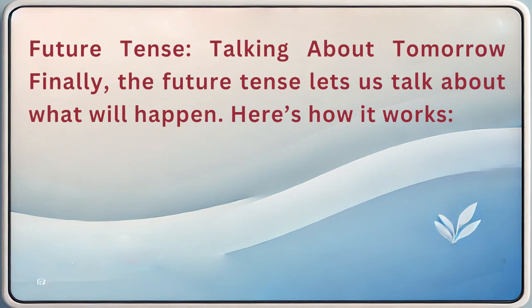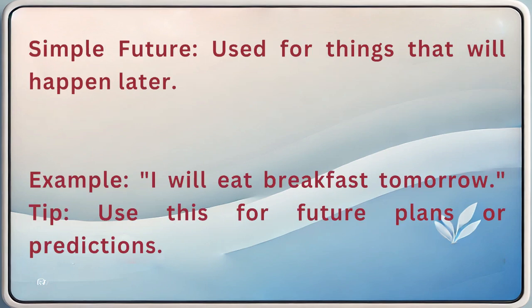Future tense, talking about tomorrow. Finally, the future tense lets us talk about what will happen. Here's how it works. Simple future, used for things that will happen later. Example: I will eat breakfast tomorrow. Tip: use this for future plans or predictions.